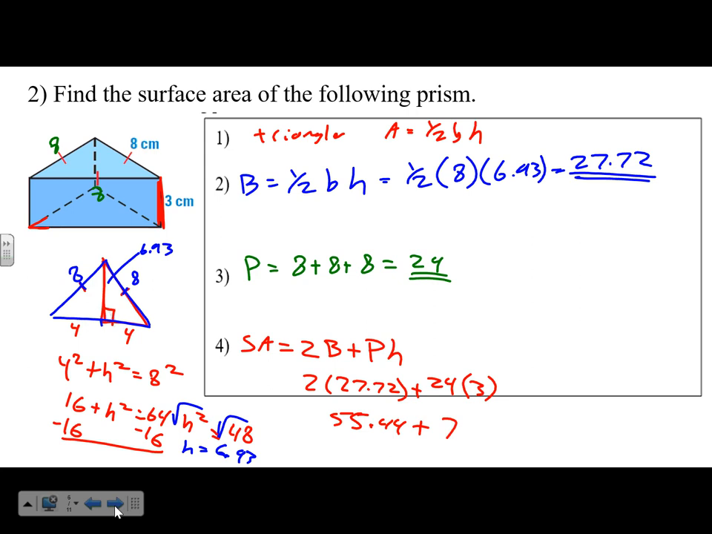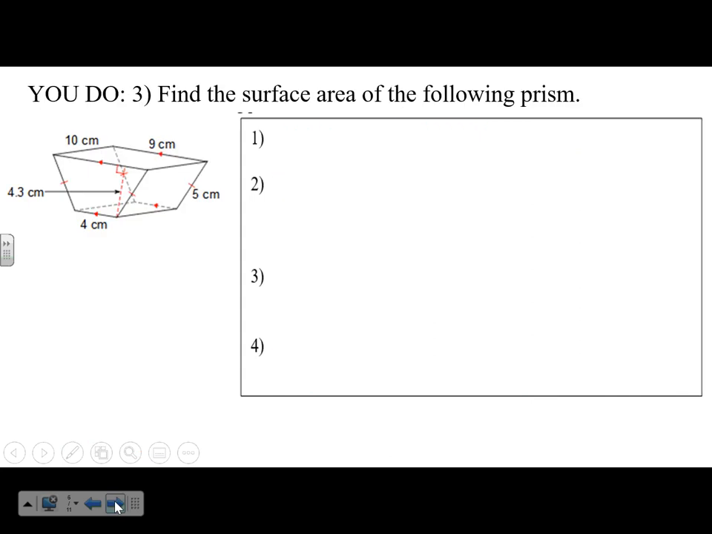And again, you can do this from this part. You can put it all in your calculator if you want to. That's fine. You end up with 127.44 centimeters squared. So I want you to go ahead and do this one on your own. Pause the video, do this one on your own, and then hit play so you can make sure you did it right.